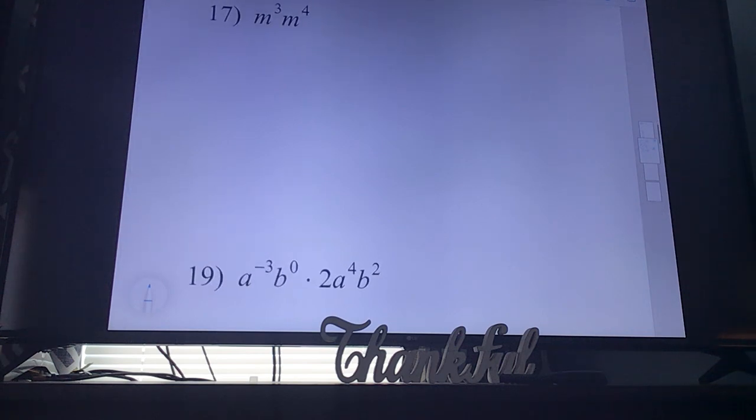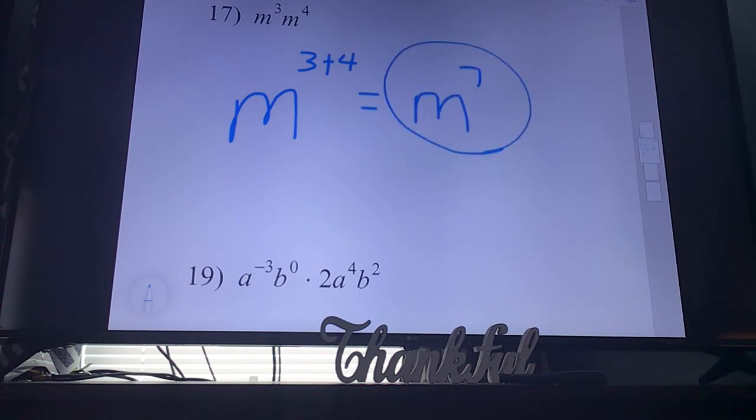Look at 17. What are the bigs? Okay, the big is going to be 1. Any number always has a 1 in front of it if there's nothing, so you don't have to put it. This one is just adding the littles. So you're going to have m to the 7, because it's m to the 3 plus m to the 4.